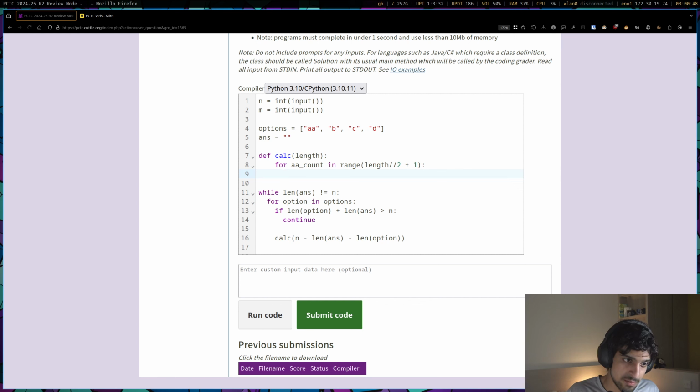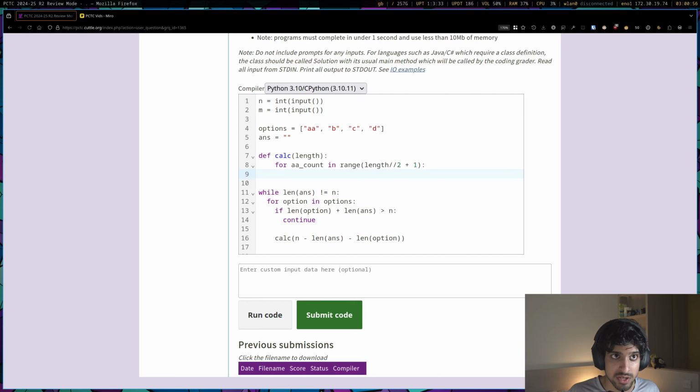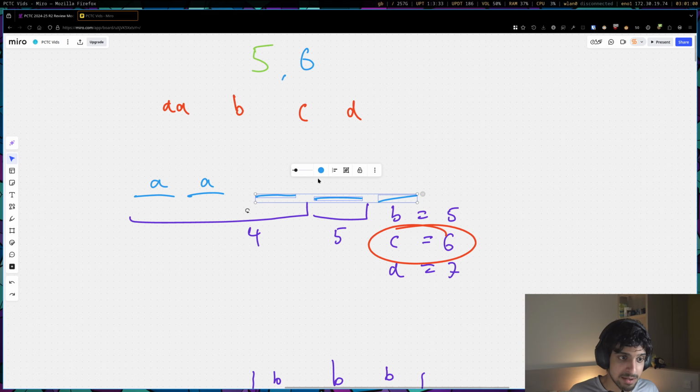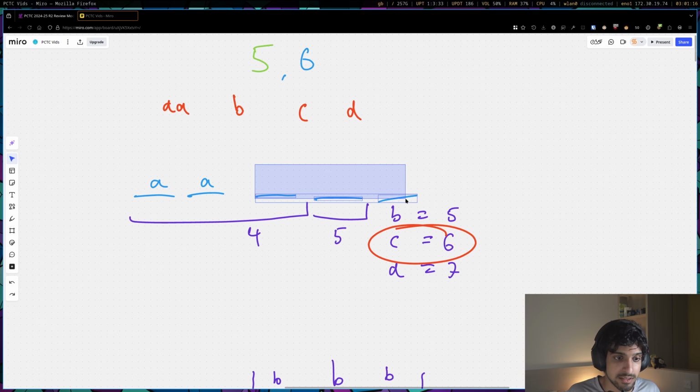Let's just assume there are 0 AAs. Well, then we essentially just take the length and we do 3 to the power of length, right? Because, as we discussed before, this is just 3 times 3 times 3. 3 options times 3 options times 3 options, because it can be B, C, or D. So there are 3 times 3 times 3, so 27 possible options in this case. And that should be relatively basic maths for you. So 3 to the power of the length.